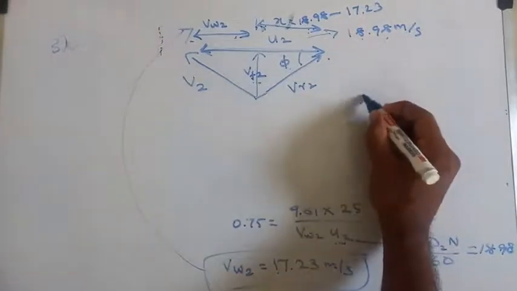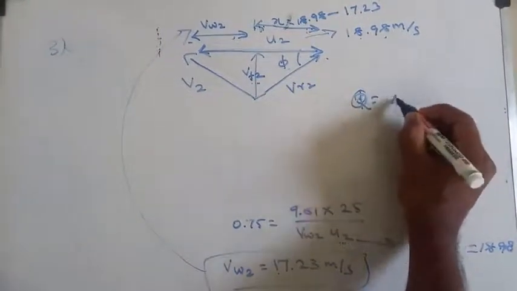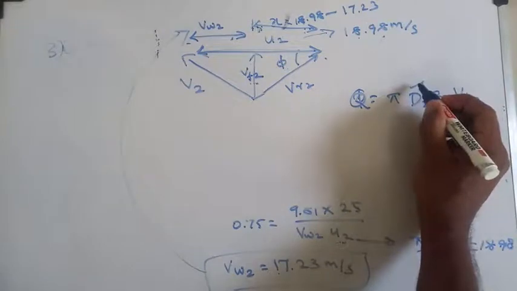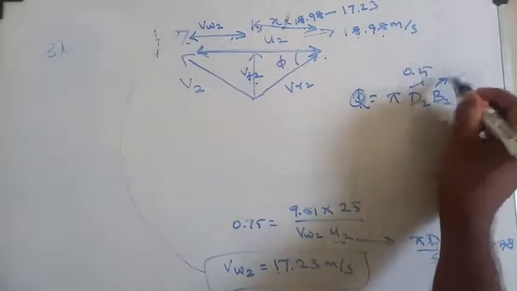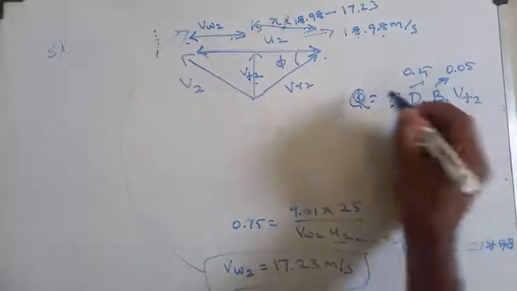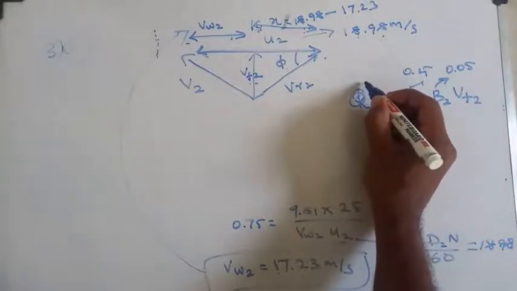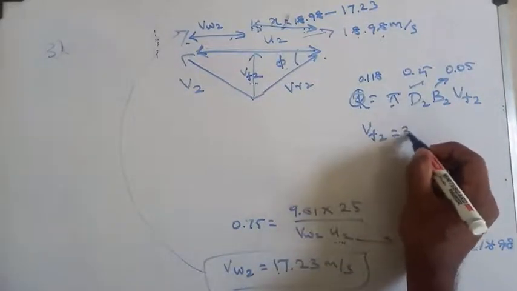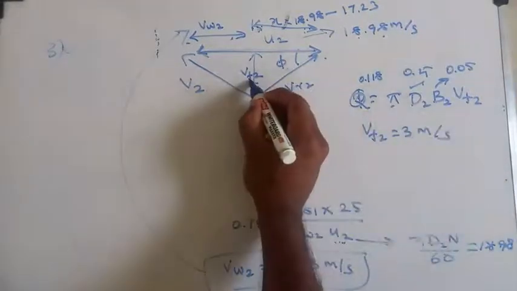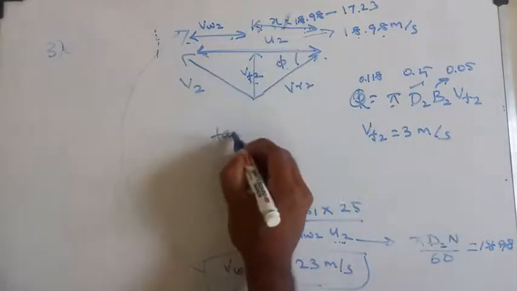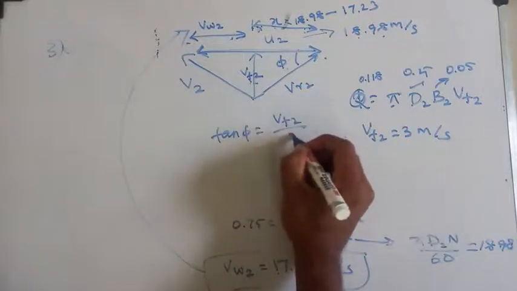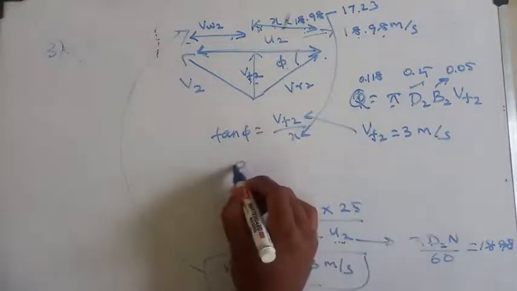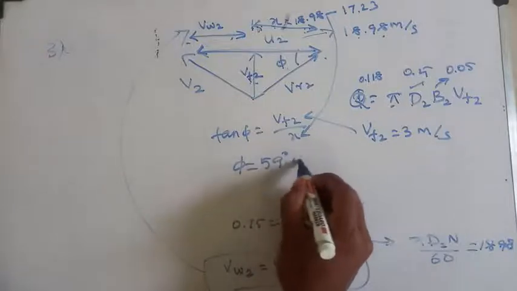For calculating VF2, I know the discharge formula. Discharge is equal to pi d2 b2 VF2. I know d2 is 0.25, the breadth is given as 0.05 meter, I know pi, and the discharge is given as 0.118. If I substitute everything, I'll get VF2 equal to 3 meter per second. If I know VF2, then I know this x value. Then tan phi is equal to VF2 divided by x. If I substitute VF2 and x and take tan inverse, I'll get phi equal to 59 degree 44 minutes.